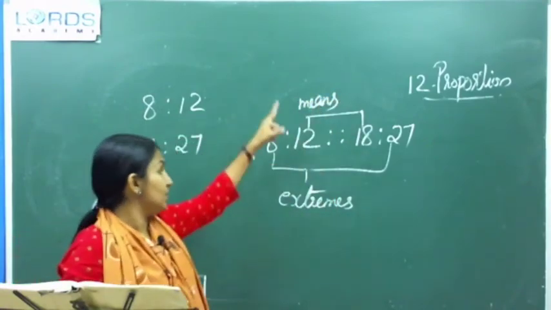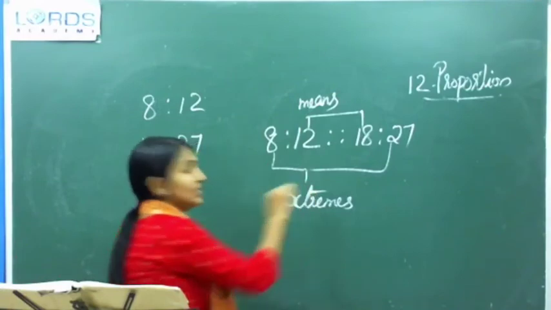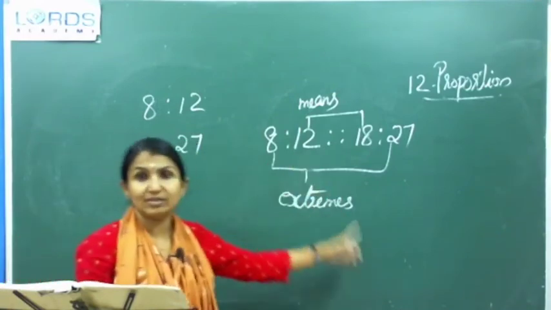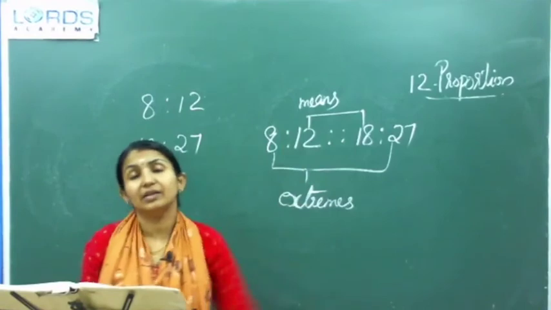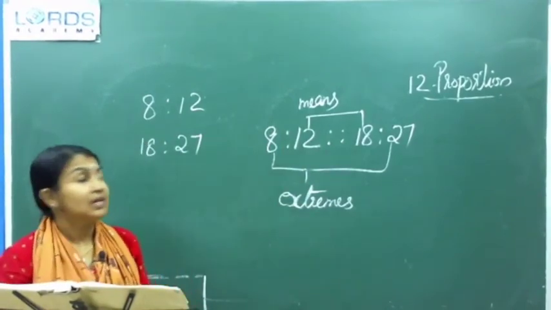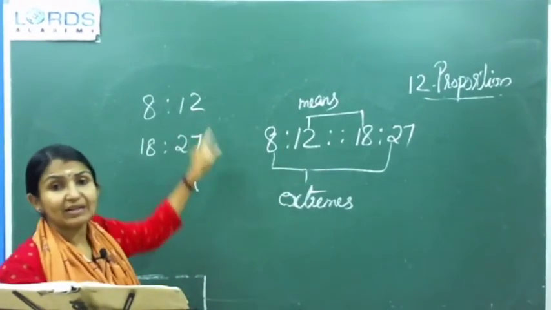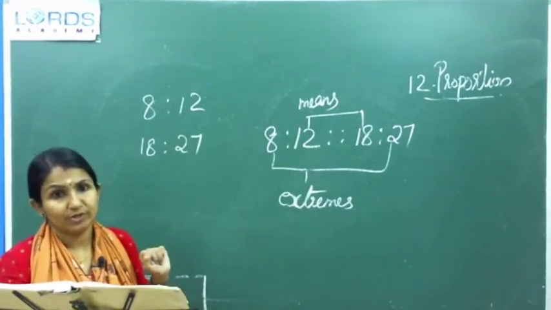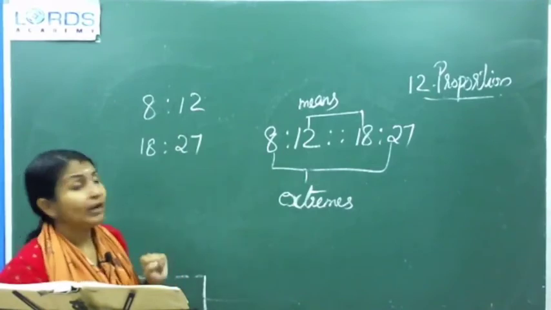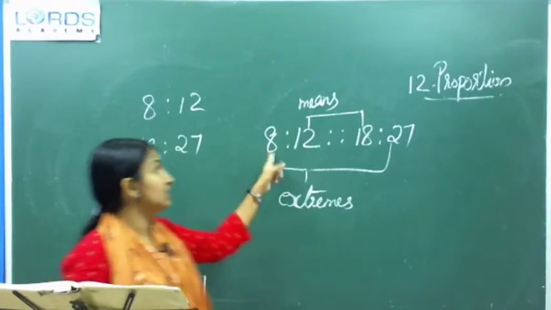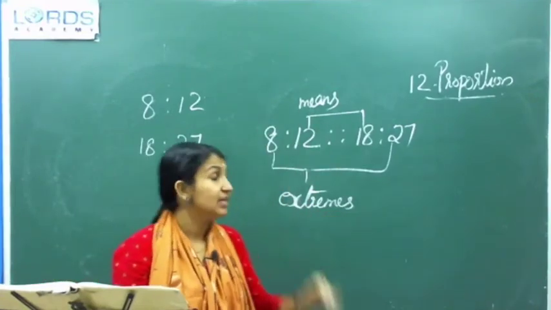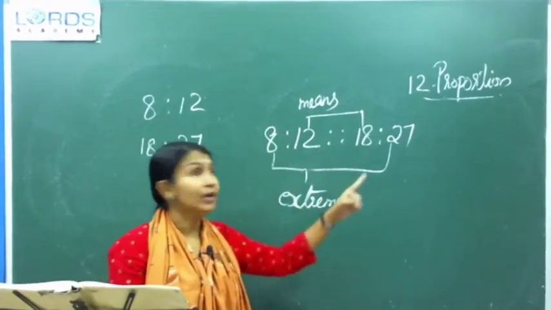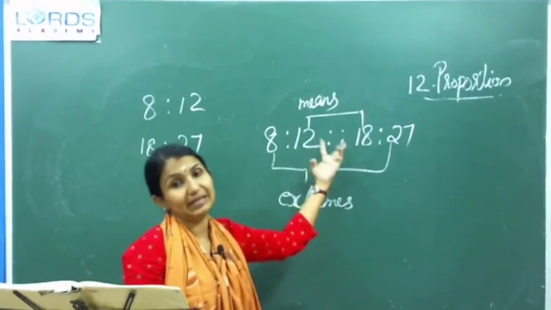Extremes and means. The first and fourth terms are called extremes. The second and third terms are called means. So we said that these two fractions are in proportion. So we can say that the product of extremes, the first and fourth terms, is the same as the product of the means, the middle terms.